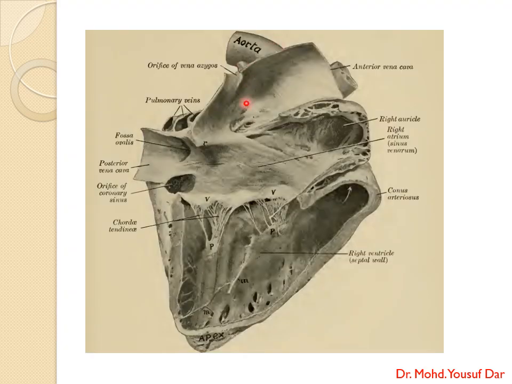So in this diagram, you will see this is the main cavity of the right atrium, which is known as sinus venosus or sinus venarum. This is the blind diverticulum, which is known as auricle or auricular appendix. This auricular appendix is thrown into muscular ridges. They are known as pectinate muscles. And here is the posterior vena cava, and this is the anterior vena cava.